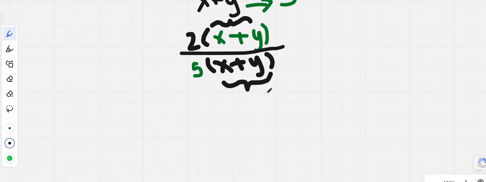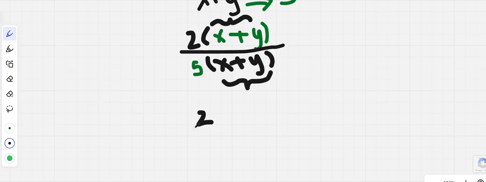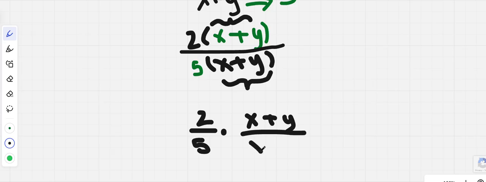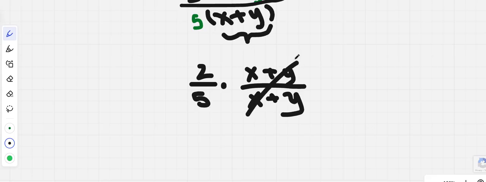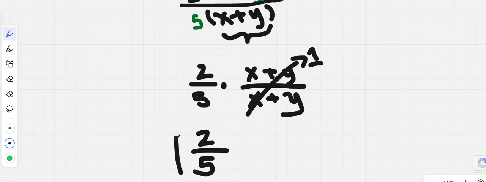So we could rewrite that, just for visual sake, as 2 over 5 times x plus y over x plus y. And x plus y over x plus y is simply equal to 1. So then we have 2 over 5 times 1, which is just 2 over 5. And that's our answer. Great job, everybody.